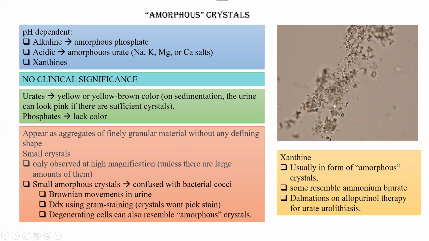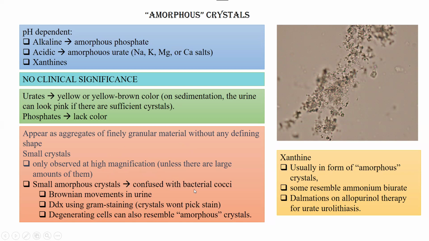As you can see in this picture, these crystals do not have any specific shape. These are just fine granular material, just like sand. You throw sand somewhere. These are small crystals, and that's why they are observed at high magnification. And the small amorphous crystals under the microscope can be confused with bacterial cocci.